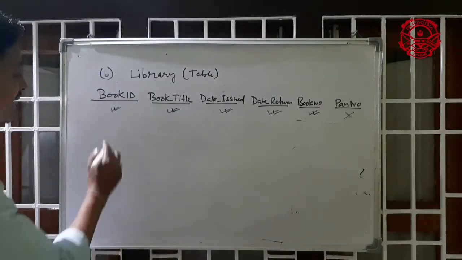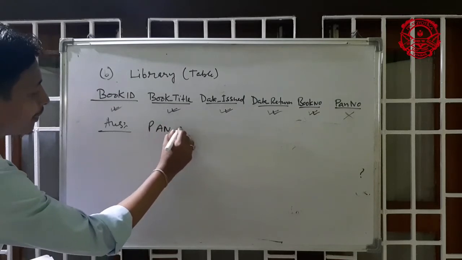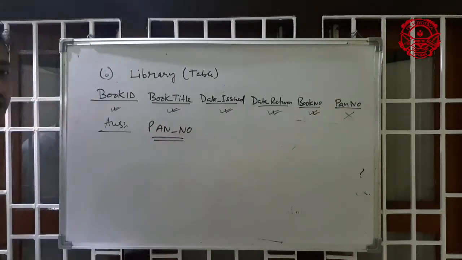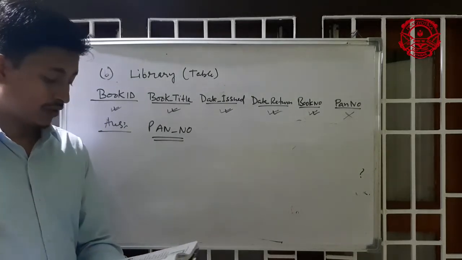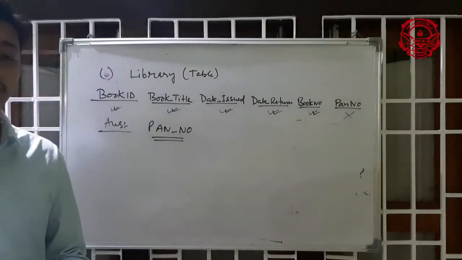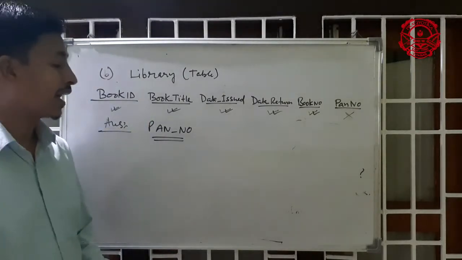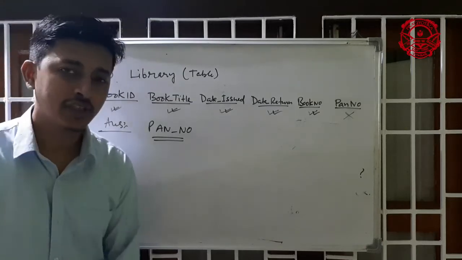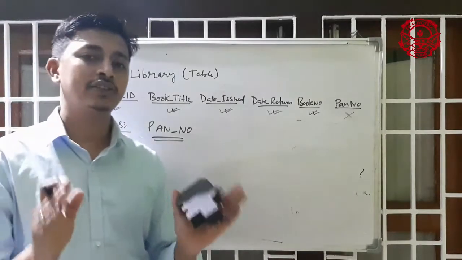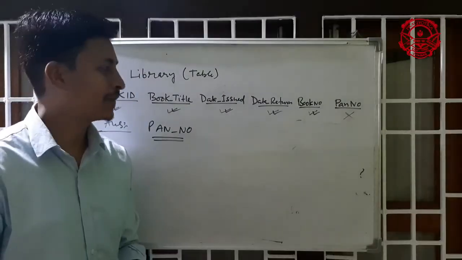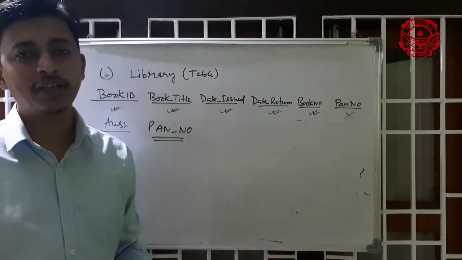So the answer is pen number. Pen number is the odd field. It does not belong to this table. So this is question number 4. And question number 5, I will give as homework. You will do it; it is also very easy. So question number 5 is your homework. I think you understand these things. So today we finish this chapter.